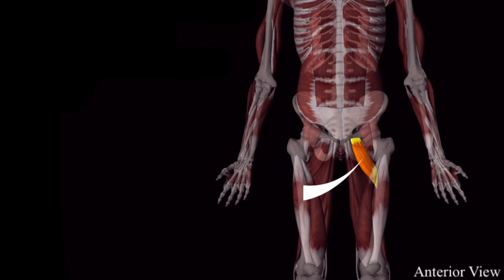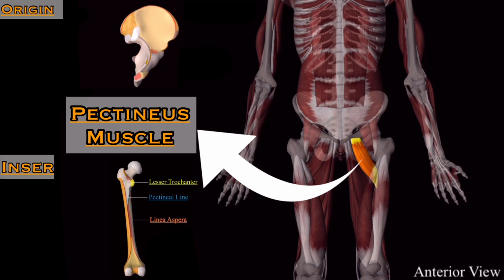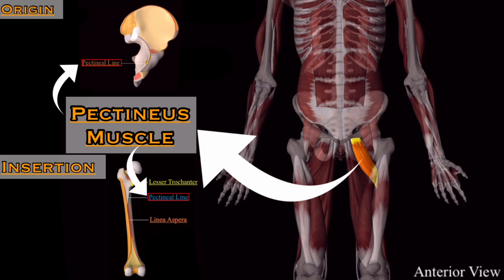The name of pectineus muscle gives us a clue about its origin and insertion. Pectineus muscle originates from the pectineal line of the pubic bone and inserts on the pectineal line of the femur bone.